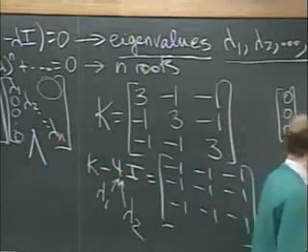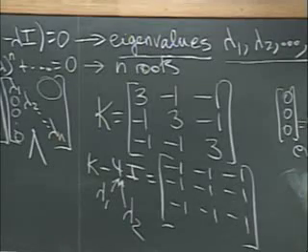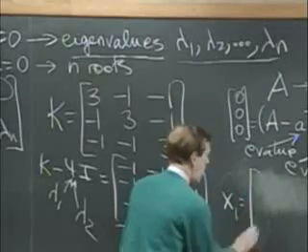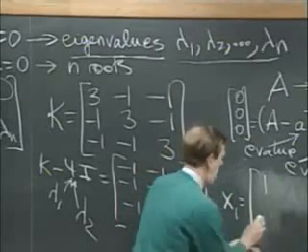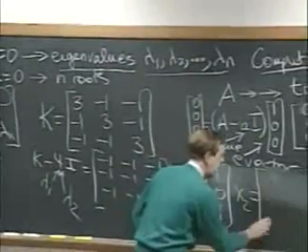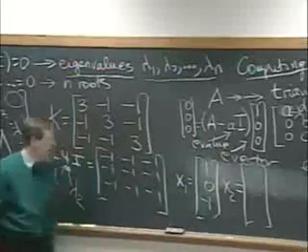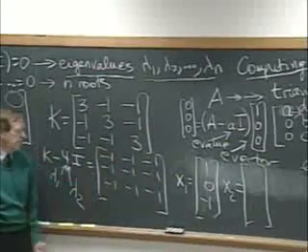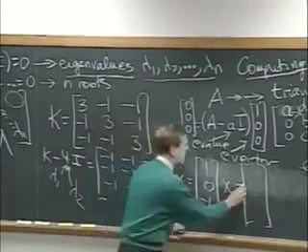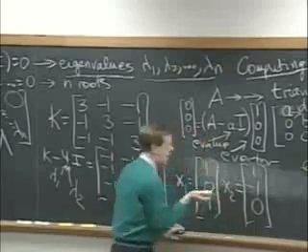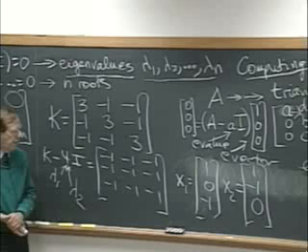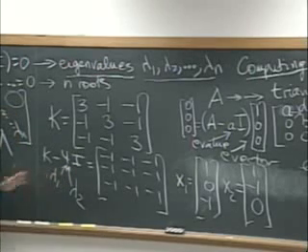1, 0, negative 1. So shall I call these x1, 1, 0, negative 1? And a second might be, you see you have quite a bit of freedom here. What would be a second eigenvector, also in the null space of that matrix? 1, negative 1, 0 would be another one. And you're really giving me a basis for that 2-dimensional null space. Okay. So we have found 2, sort of by inspection.